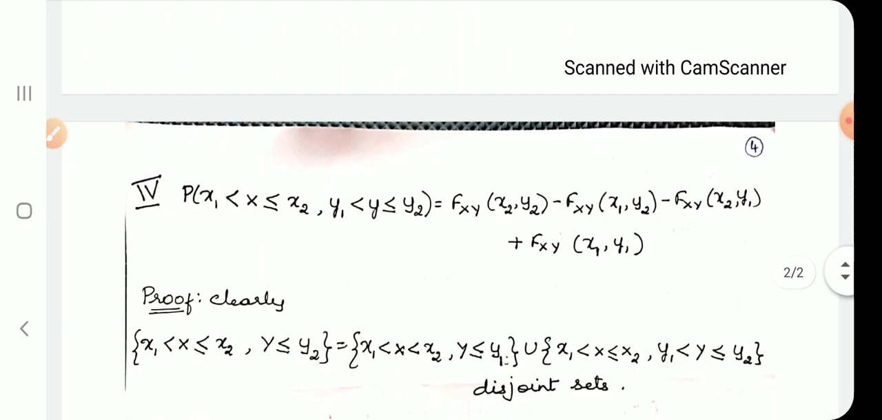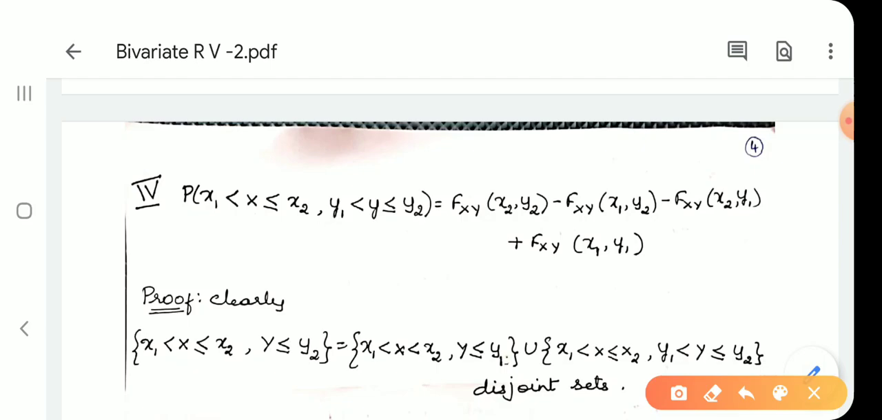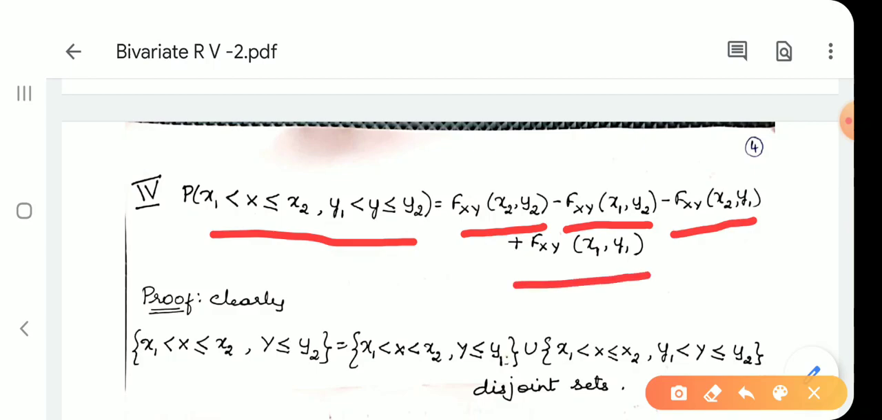So let us move on to the fourth and last property of the CDF. So let us see what it is. P of x1 less than X less than or equal to x2, comma y1 less than Y less than or equal to y2 is equal to F_XY of x2 comma y2 minus F_XY of x1 comma y2 minus F_XY of x2 comma y1 plus F_XY of x1 comma y1.